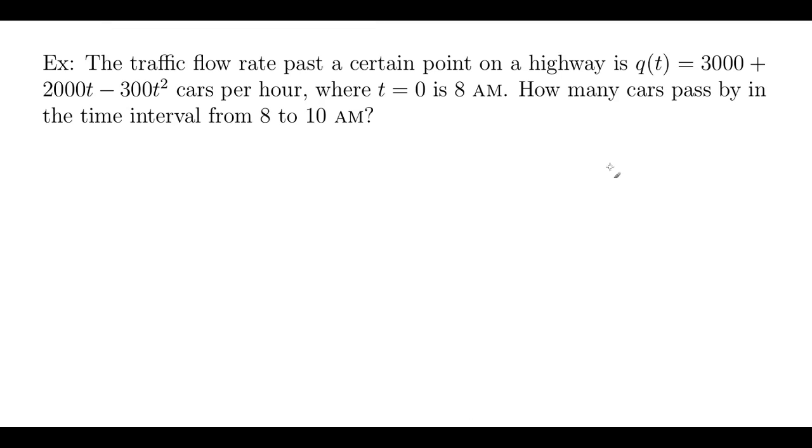Let's take a look at another example. Here we're told that the traffic flow rate past a certain point on a highway is Q of t, which equals 3,000 plus 2,000t minus 300t squared cars per hour, where t equals 0 is 8 a.m. How many cars pass by in the time interval from 8 to 10 a.m.?